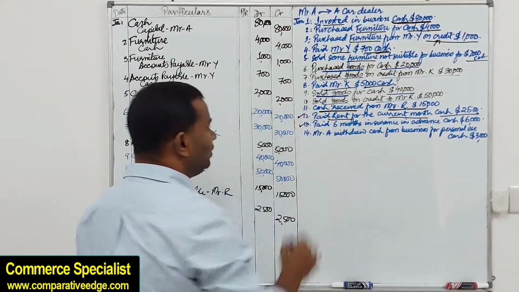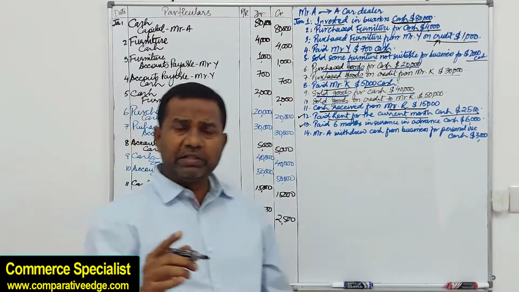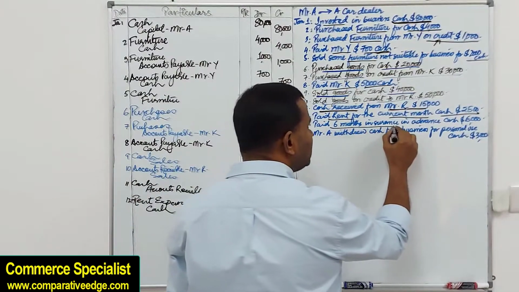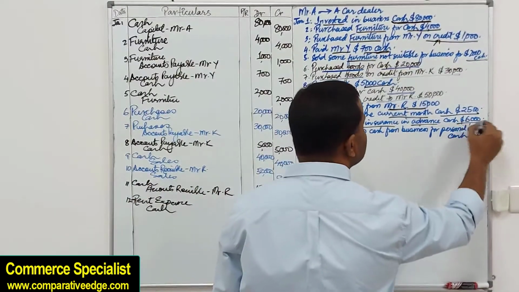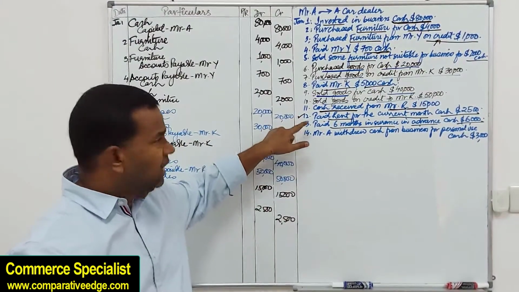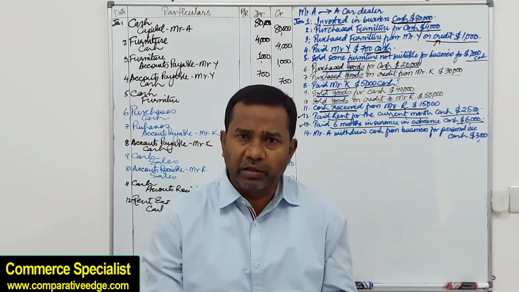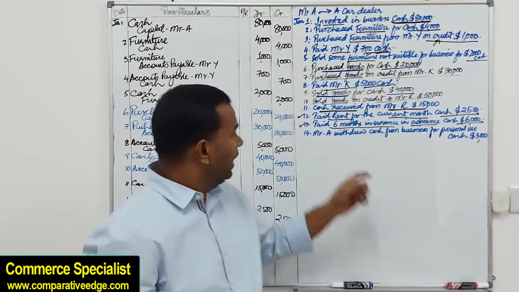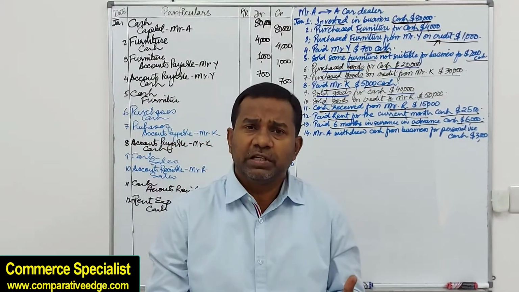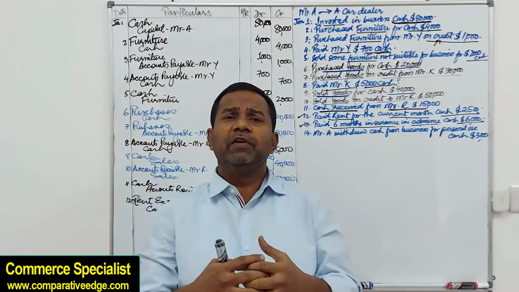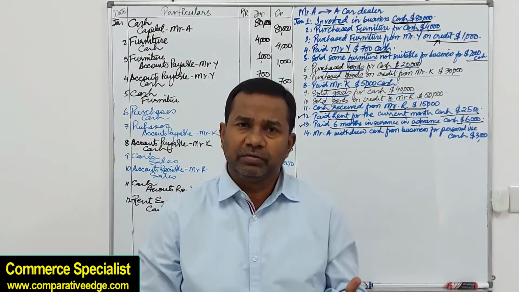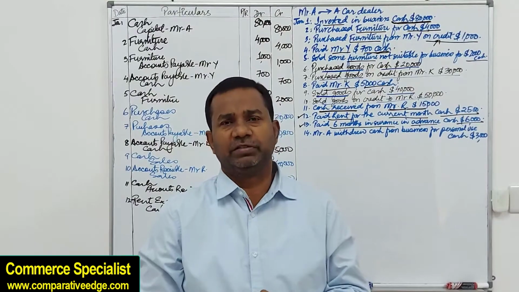Entry number 13. On 13 January, what is happening? This is important, guys. Please pay attention. It says paid 6 months insurance in advance, 6,000 cash. Guys, there is a difference between the 12th and the 13th. On the 12th, we are paying rent for the current month. We call it an expense. On the 13th of January, we are paying 6 months insurance in advance. Whenever we pay for more than 1 month, we call it prepayment or prepaid. Prepaids are considered as assets.